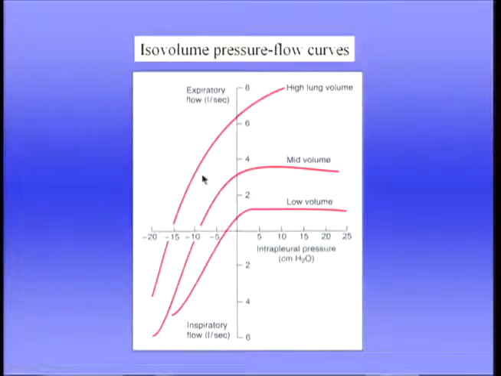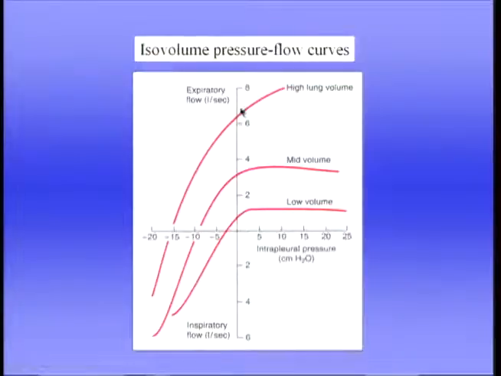But look at what happens at mid-volume here. Something very peculiar happens. As you increase the intrapleural pressure during exhalation, initially the flow rate increases a bit, but then it remains absolutely constant. In other words, what we're saying here is that no matter how much you increase your intrapleural pressure, no matter how much you try to exhale, you contract your expiratory muscles, mainly the abdominal muscles, you can't raise the flow rate.